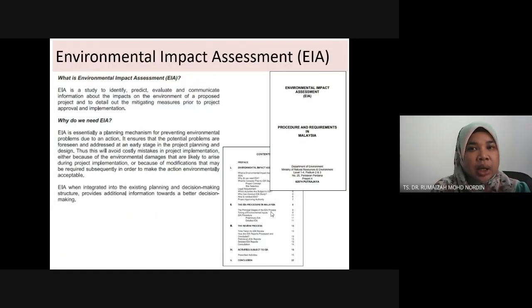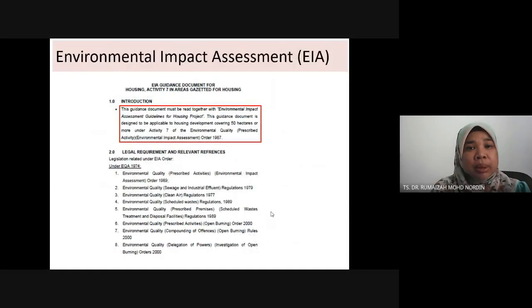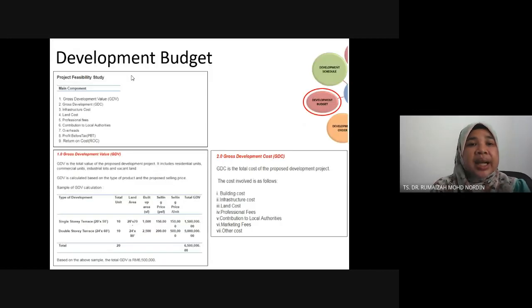Okay, so this is EIA. So EIA ni kalau more than 50 hectares, so dia memang ada particularly for housing, yeah. So what do we need to do EIA? So untuk case kita tak perlulah. Yang ni pun I think you will also learn further in your environment punya subject, yeah. And then development budget. Okay, so dalam development budget ni you need to know two things.